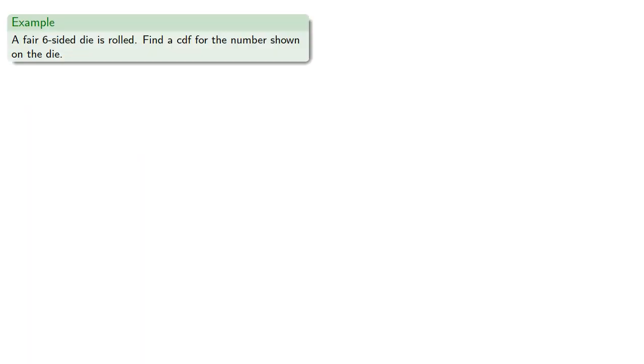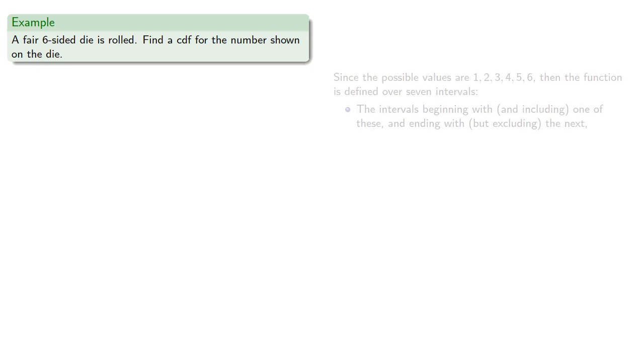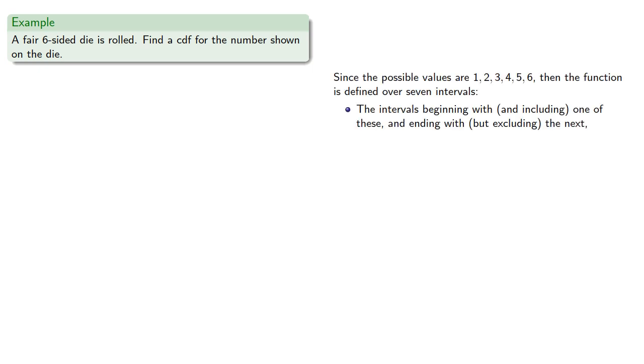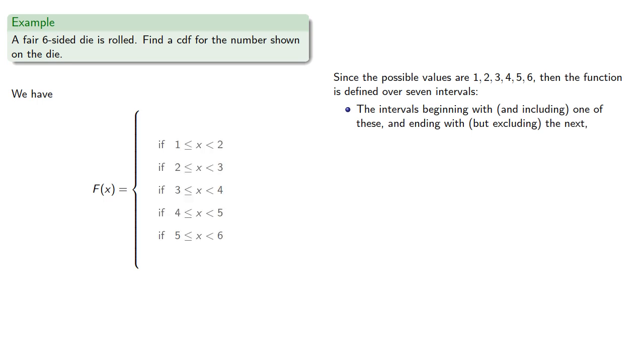And this allows us to construct some CDFs. So let's consider a fair six-sided die, and find a cumulative distribution function for the numbers shown on the die. Since the possible values are 1, 2, 3, 4, 5, 6, then the function is going to be defined over 7 intervals. The intervals beginning with and including one of these, and ending with but excluding the next. And then there are these additional intervals that you can think about as the remainder, since our function should actually be defined for all x. So we need something before that first interval and after that last interval.